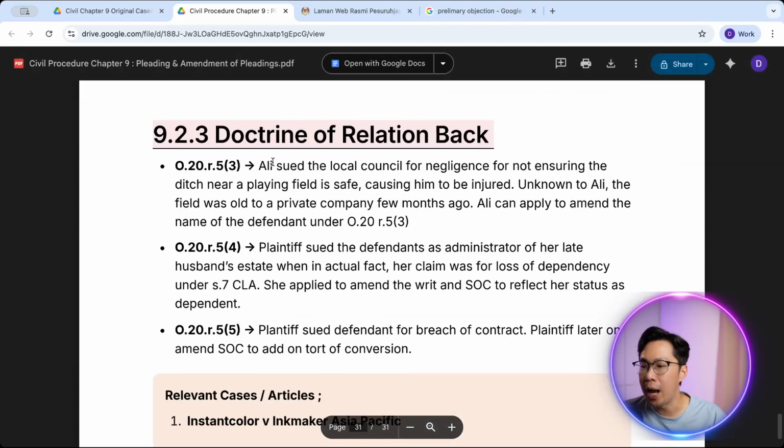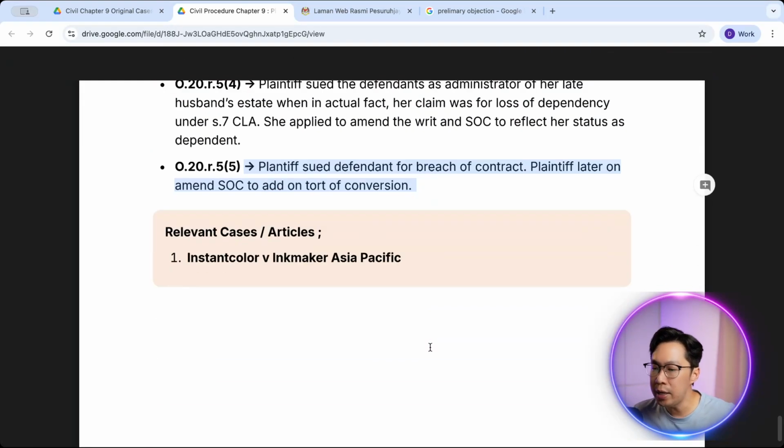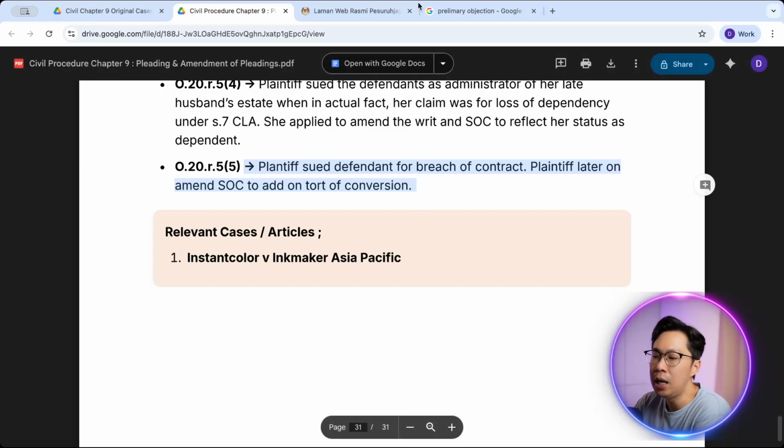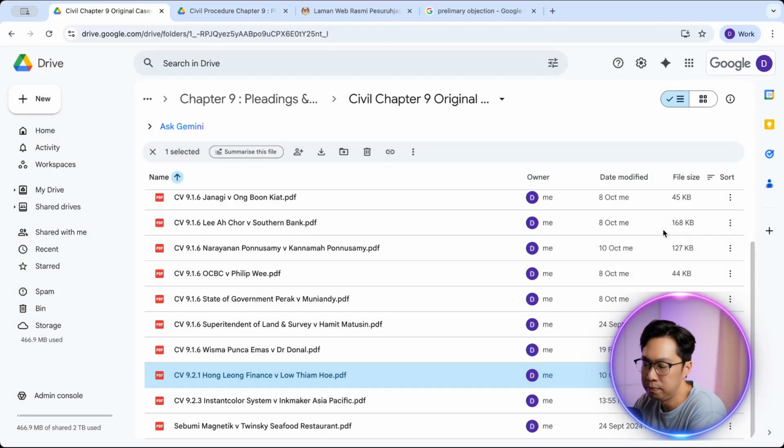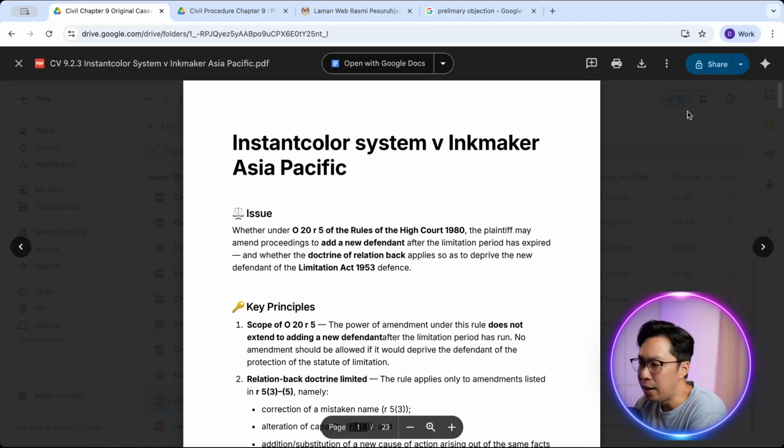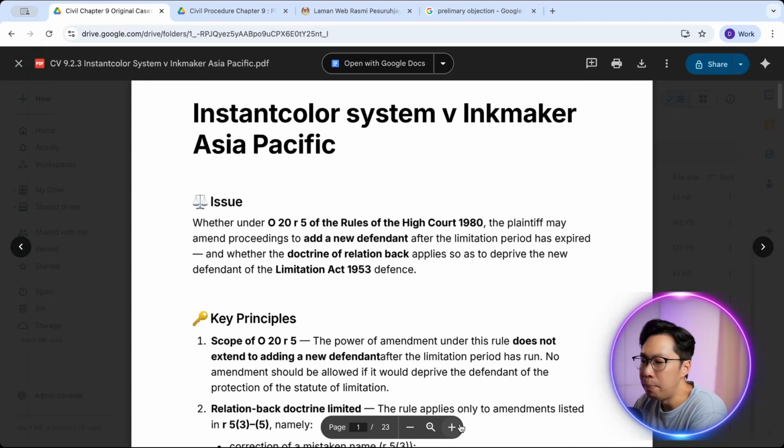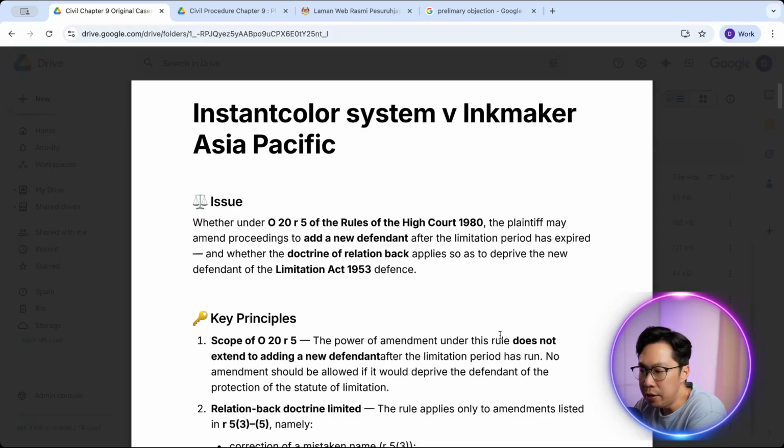Doctrine of relation back, I give you some example. So we talk about it already. There is one case I want you to know, which is a very important case, Instant Color and Inkmaker Asia Pacific. In Instant Color, the plaintiff sued the defendant. After the limitation period, the plaintiff wanted to add a new defendant.